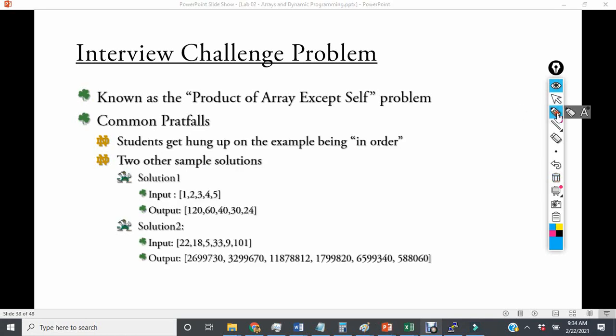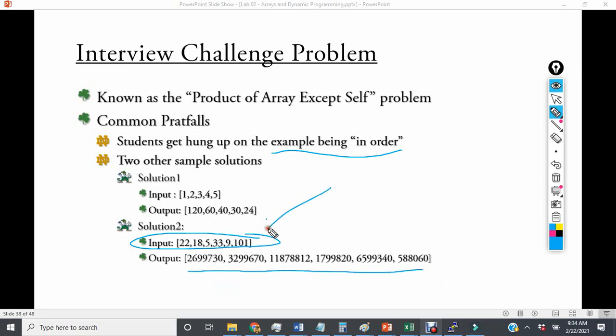And again, students get caught up on the idea of being in order. So when you're testing, come up with outside of the box solutions. For example, here, this is an outside the box solution, but if you use it algorithmically, it'll come up with the exact same process that you get here if you have 1, 2, 3, 4, and 5.